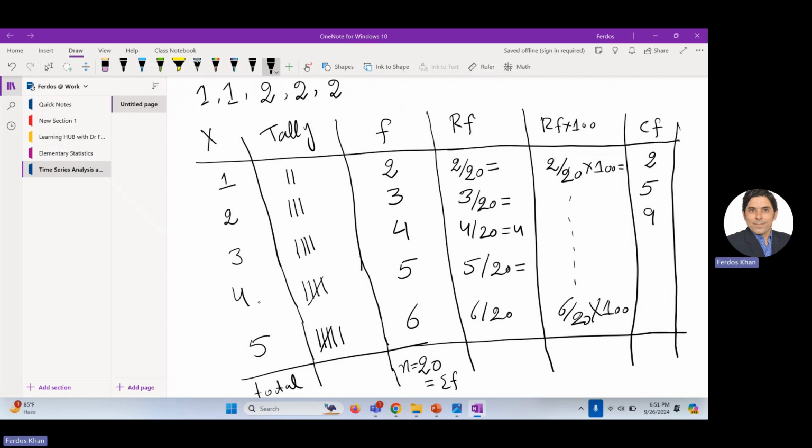And for the fourth observation, the frequency is 5 plus all these frequencies, which is 9. So 5 plus 9 makes 14. And similarly, for the last observation, the frequency is 6 plus all the others, this means 14 plus 6, that's 20. So this is all about how to construct frequency for ungrouped data, and then how to construct relative frequency, and finally how to calculate cumulative frequency for ungrouped data.